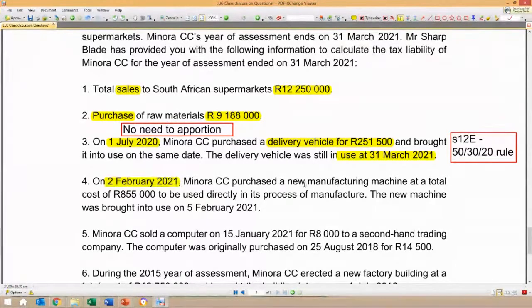Then on the 2nd of February, we purchased a new manufacturing machine. So they tell you it's a manufacturing machine. It costs us 855,000 and it's used directly in the process of manufacture. Okay, and it was brought into use on 5 February. Okay, so what did we say is the rule? If we've got a manufacturing machine in terms of section 12E, how much can we deduct for this year? What percentage can we deduct?